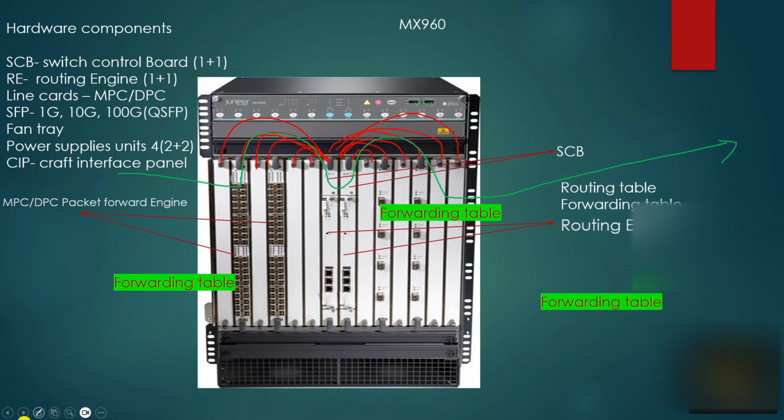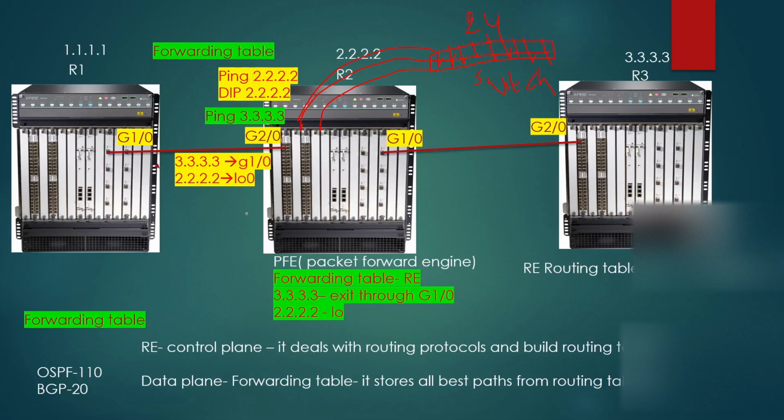Even this routing engine is also connecting to your SCB internally. Okay, it is connecting like this. This routing engine. If the traffic is destined to your routing engine, it is going to your routing engine. So whatever it is, the traffic is sitting on interfaces. In the interface, you have a forwarding table. This is called PFE like this.